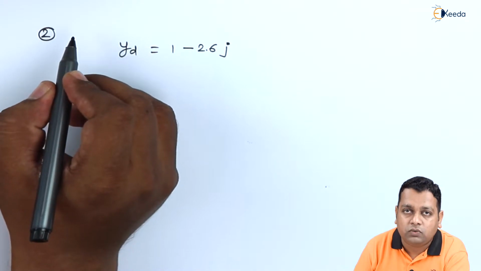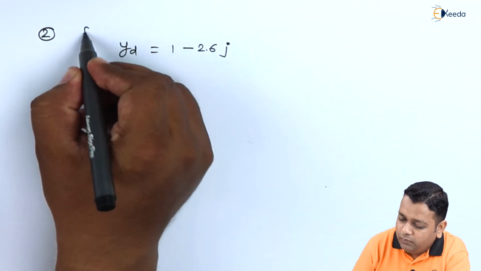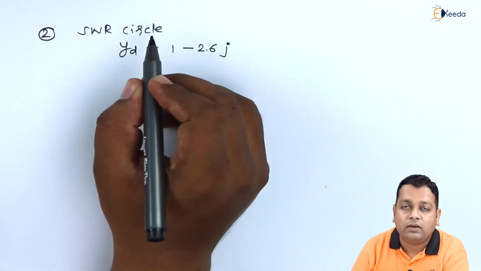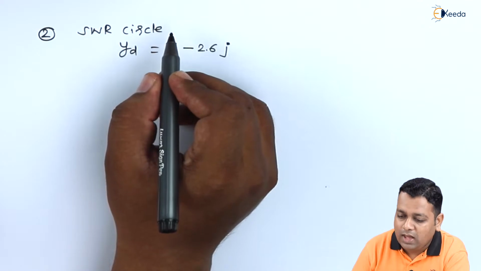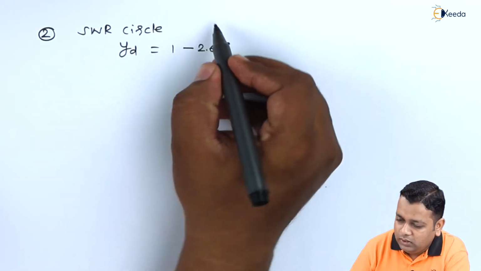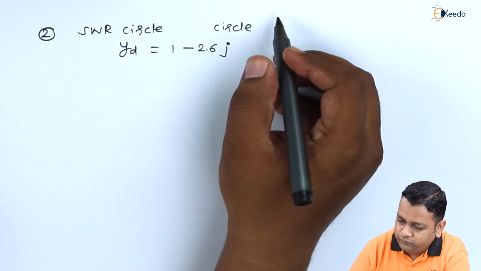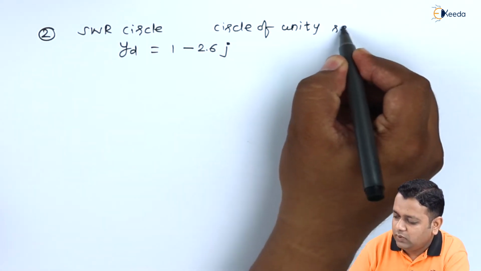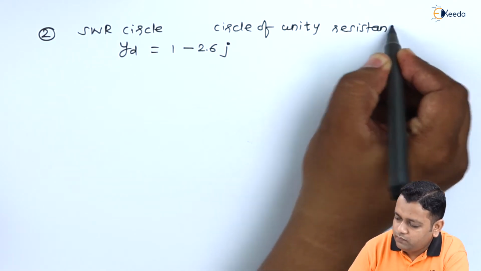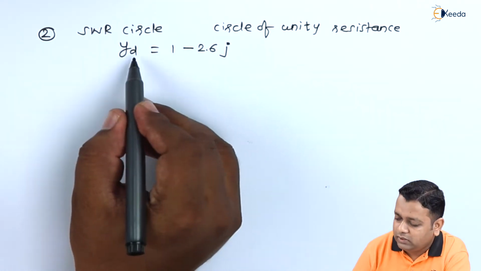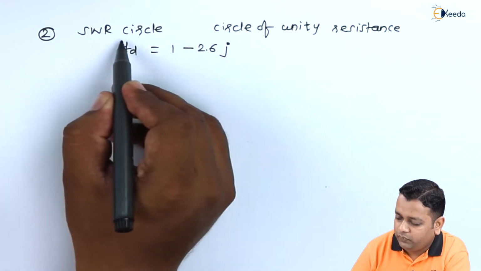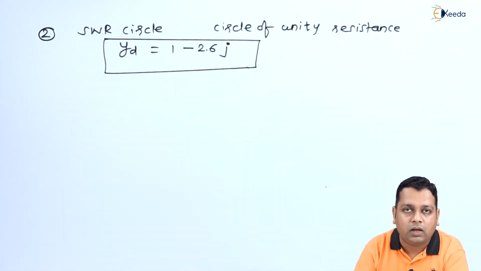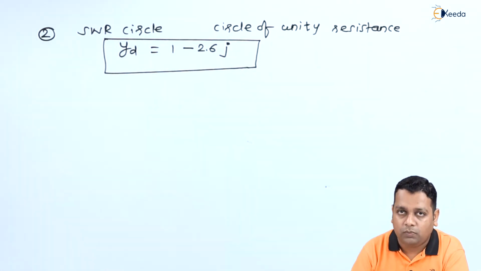In the step number 2, we have drawn SWR circle, and this SWR circle has intersected with the circle of unity resistance value, and it has finally resulted into y suffix d. So this is the value I outlined to be the intermediate value and will be helpful in further computations here.